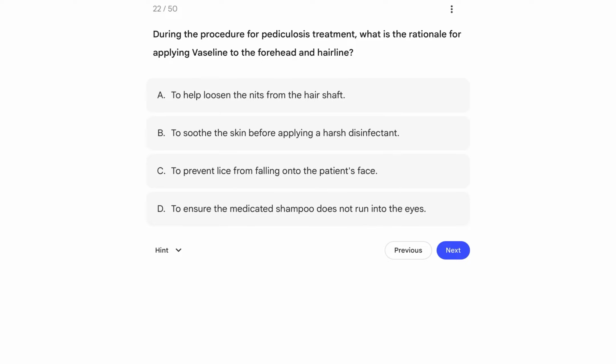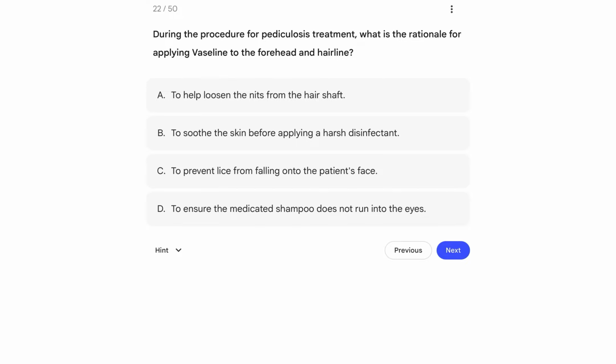For that purpose, you are applying the Vaseline on the forehead. Is this the answer? Which is the answer? C, to prevent the lice from falling onto the patient's face. See, this Vaseline will act as a barrier. So, before starting the procedure, we need to apply the Vaseline.